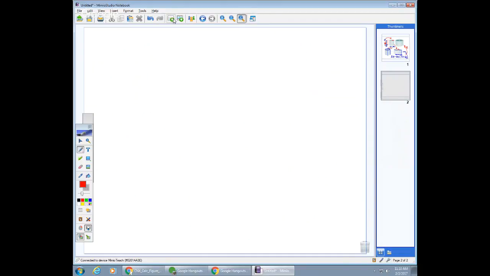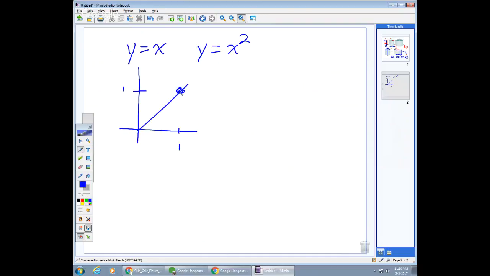All right, let's try something. Let's take y equals x and y equals x squared, and imagine that region. Let's say they both intersect at the point (1, 1). Let's choose 2 different colors here. And I want to revolve around the y-axis.